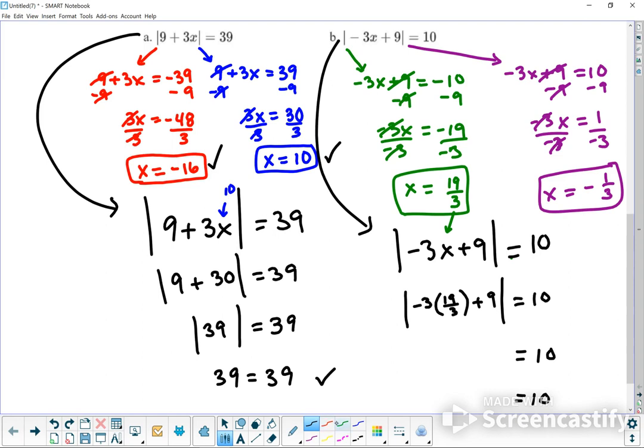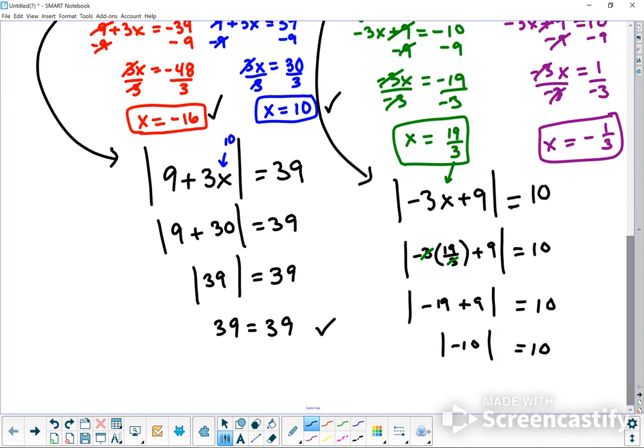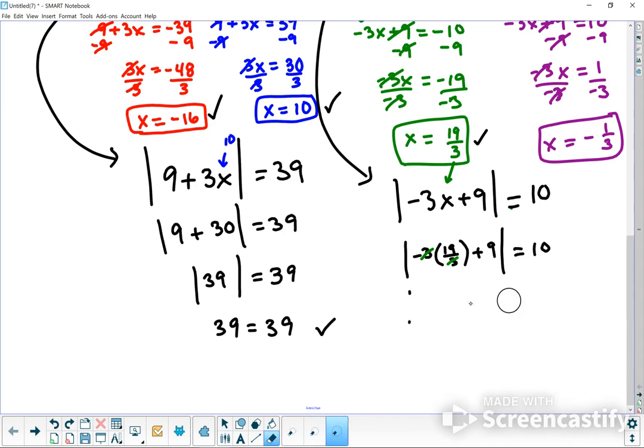If I'm looking here, I can cancel the 3 on top and the 3 on the bottom, which is going to give me the absolute value of negative 19 plus 9. And negative 19 plus 9 is the absolute value of negative 10. Is that equal to 10? The absolute value of negative 10 is just 10. So that actually works. So this answer, 19 over 3, check. That works. Go ahead and pause it or rewind the video if you need to.